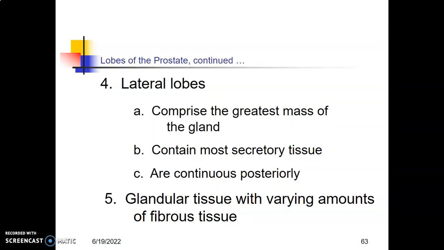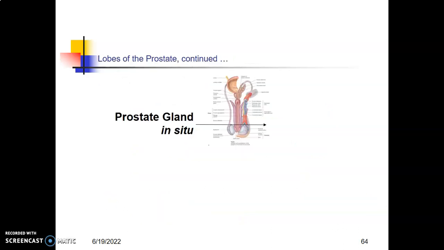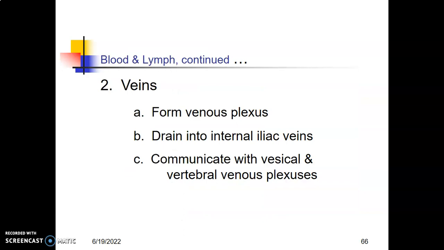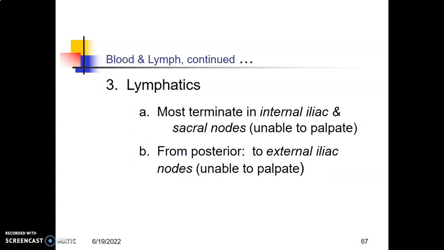Then the lateral lobes, you have right and left side, they are the largest part of the gland and contain secretory tissue. The glandular portion of the gland is on the lateral side. The prostate is supplied by arteries: internal pudendal, inferior vesical, and middle rectal arteries. They give branches that will supply the prostate, and there is a venous plexus in its capsule that will drain to the internal iliac veins, which communicate with the vesical venous plexuses.